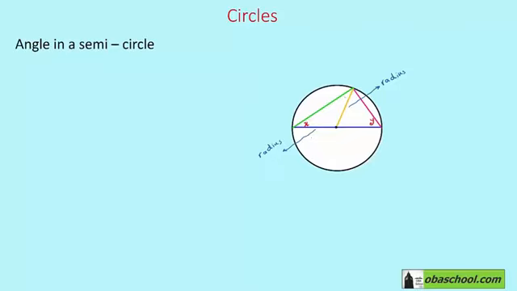So, we know that the radii of the same circle are equal. So, this means that the base angles are also equal, which makes the top angle x. Now, for the other part of the triangle, we also have two radii, which means that also the base angles are equal. So, the top angle is y.